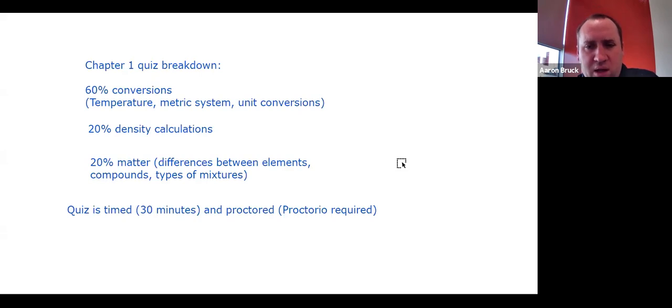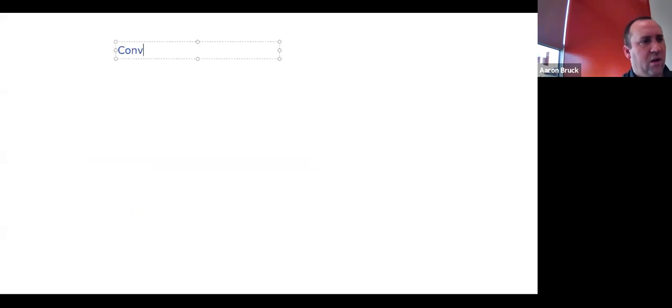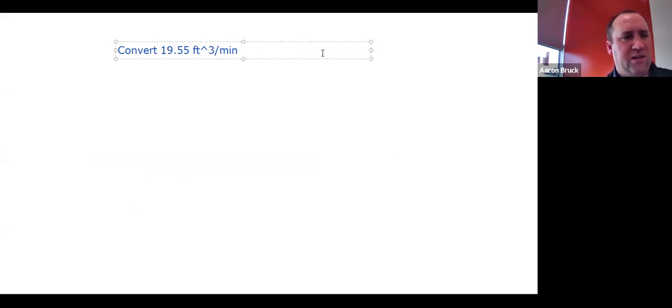So I'm just going to do a couple of problems here. These are just generated by me. So first one, let's convert 19.55 cubic feet per minute to liters per hour.